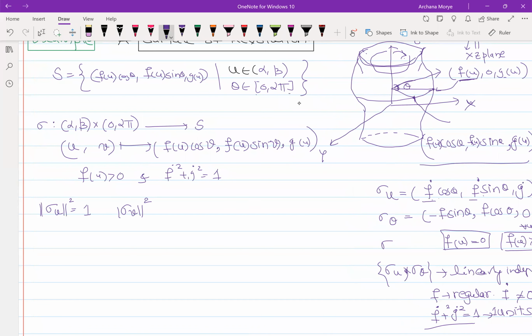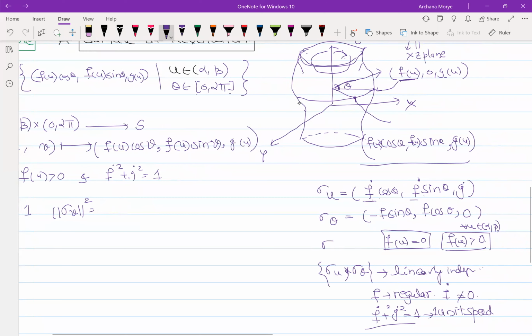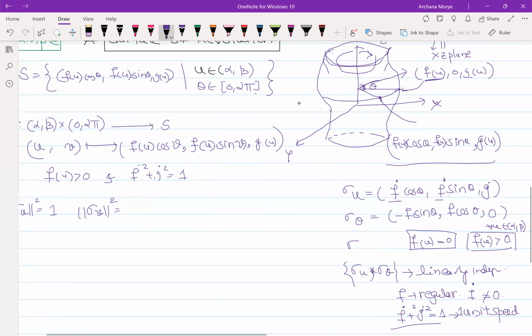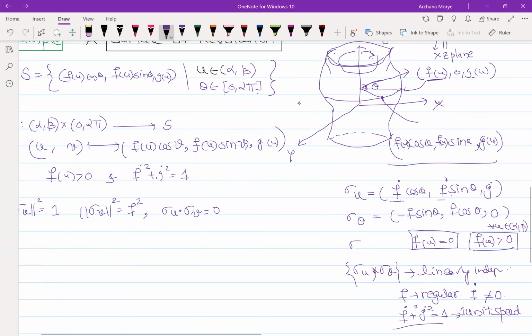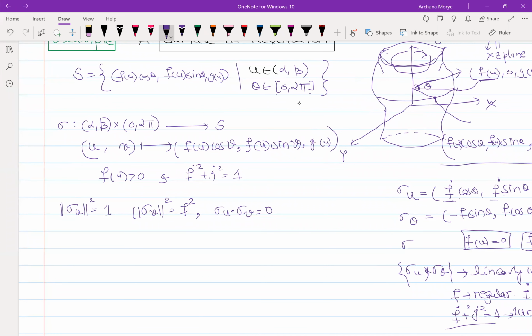What about sigma v square? Just put it instead of theta 1. So that will be f square, right? And what will be the dot product? 0, right? Because if you see, they just get 0. So because of that, can you tell me what the first fundamental form is?